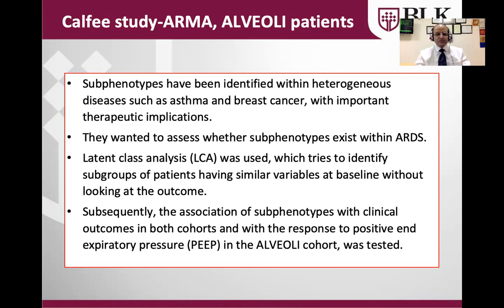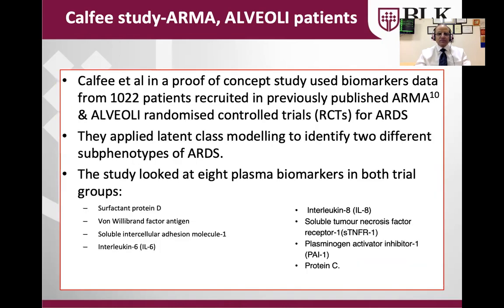So LCA was used, which identified subgroups of patients having similar baseline variables. They didn't look at the outcome. They would subsequently see that. So then they looked at the association of phenotypes with clinical outcome in both the groups, and response to PEEP in the ALVEOLI cohort was also tested. So this was a proof of concept study. They also used biomarkers from 1022 patients recruited in the ARMA and ALVEOLI trials, and they applied latent class modeling.